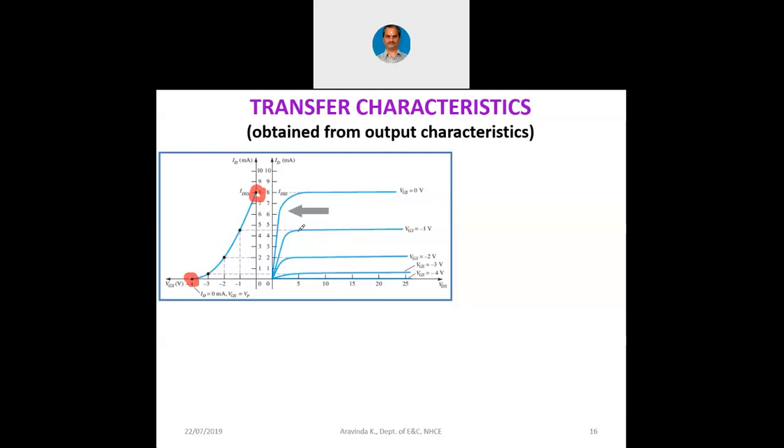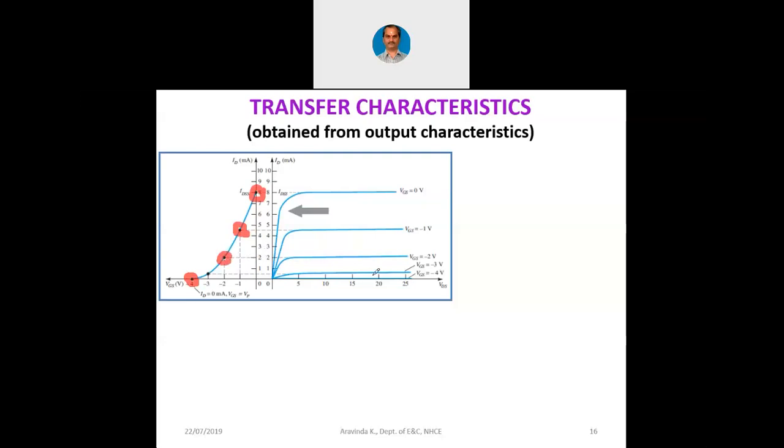Similarly, for this particular point, VGS equals minus 1 volt, where the current is around 4.5 milliampere. That can be marked here in the x-axis. You can see here, VGS is minus 1 and IDSS is 4.5. So this point can be marked. Then when VGS is minus 2, that also can be marked in the x-axis. At that time IDSS is 2 milliampere. That also can be marked.